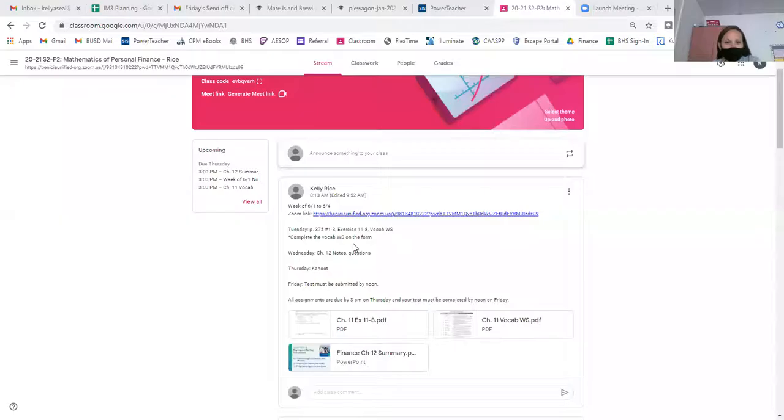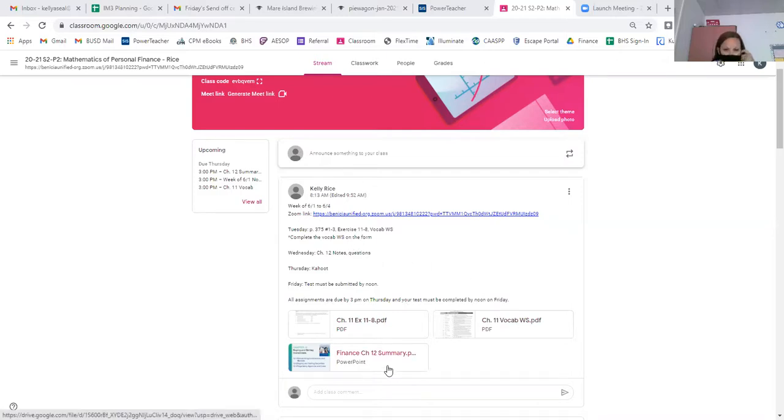Okay, so today we're going to do the math on page 373. Then we're going to do this exercise 11-8 together in class. And then the vocab worksheet is your homework. Remember, you're going to complete that on the form.